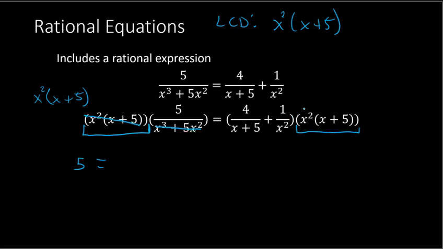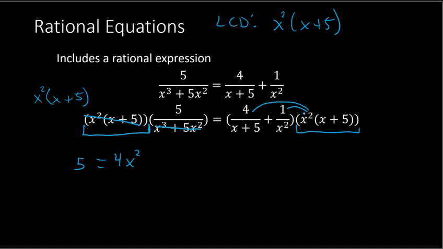On the right side, okay, we need to multiply x squared times x plus 5 to both terms in the parentheses. So ideally, you can do this in your head, but if not, you can write it out. So we'll write it out so you can visualize what's happening. We have 4 over x plus 5 times x squared times x plus 5. So what happens is the x plus 5's cancel. What you have left is 4 times the x squared, or 4x squared.